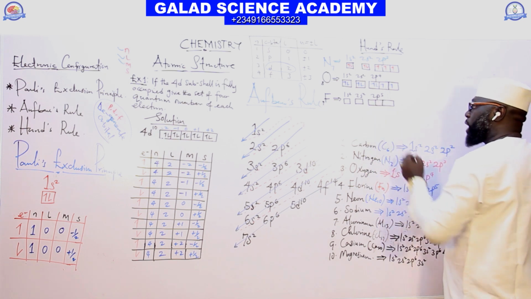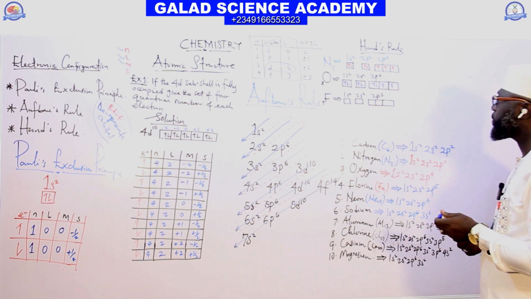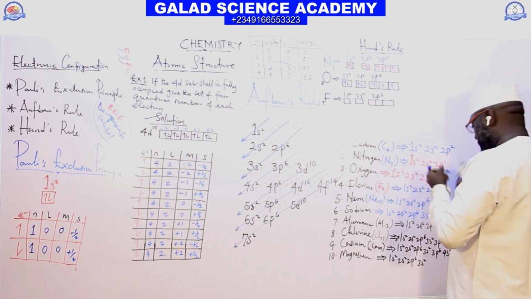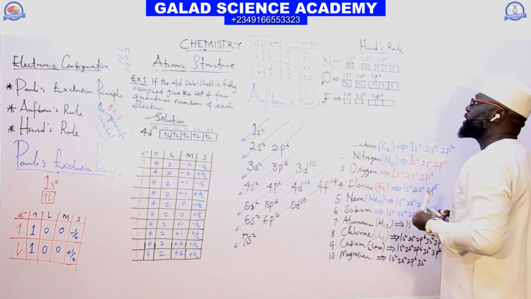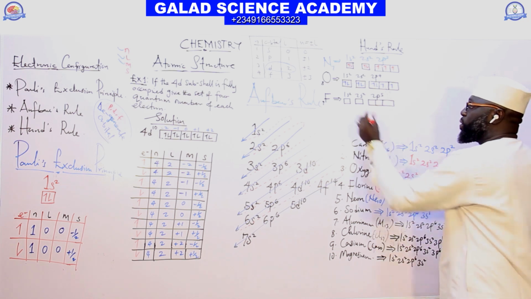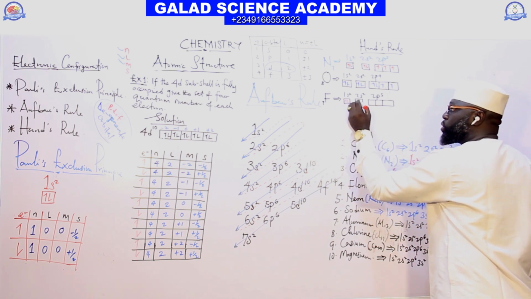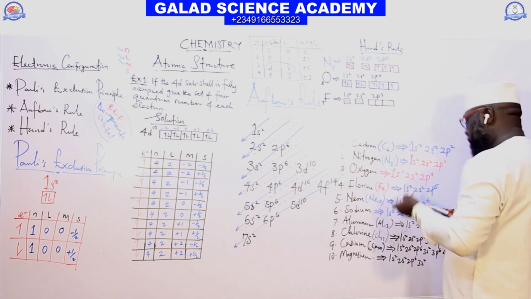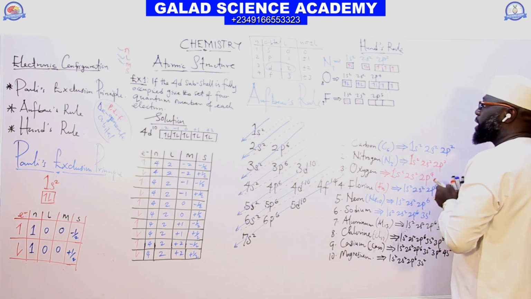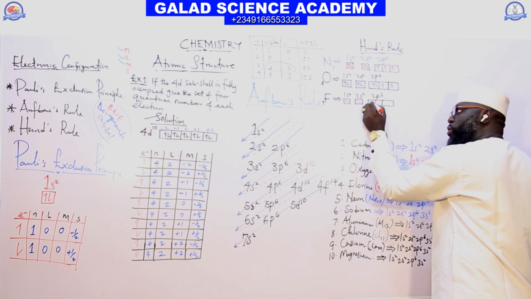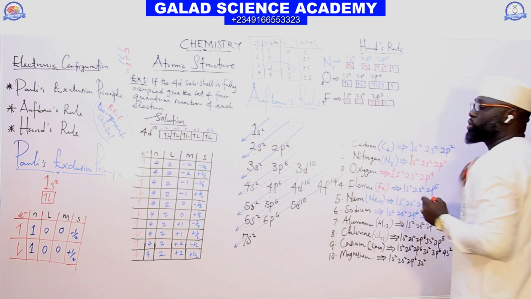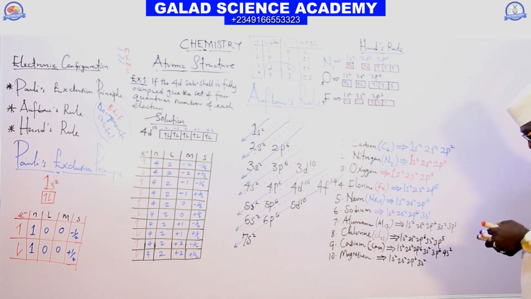One, two. In this fluorine, let us check it now. We have 1, 2, 3, 4. Yes, we have 5. 1, 2, 3. Remain 2. 1, 2. Yes, you follow on through like that.